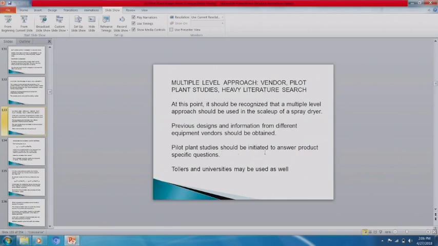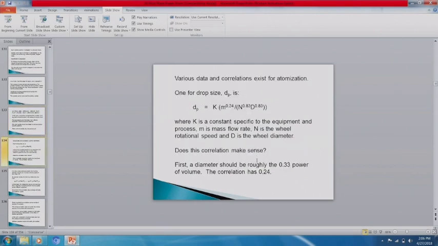Pilot plant studies should be initiated to answer product-specific questions. Previous designs and information from different equipment vendors should be obtained. Again, it's a multi-level approach. Vendor, pilot plant studies. Anyway, moving right along, control drop size.